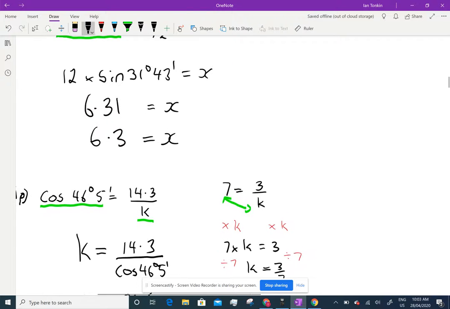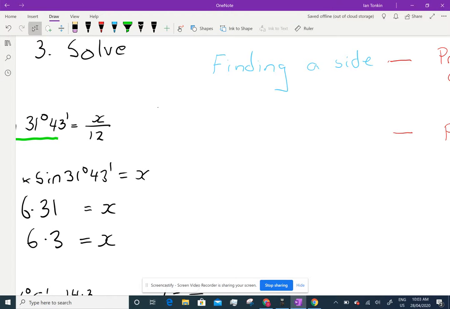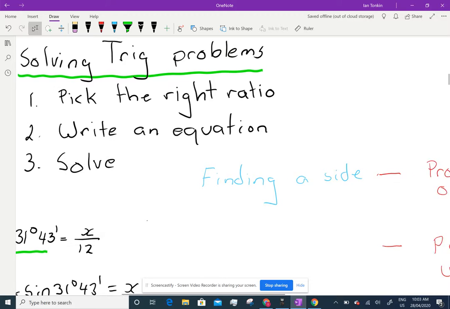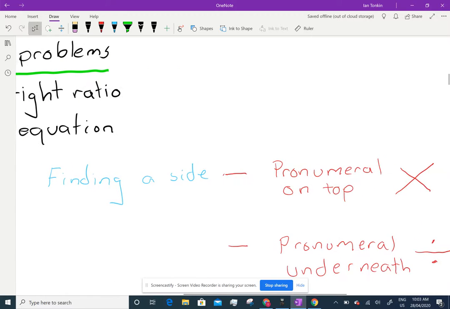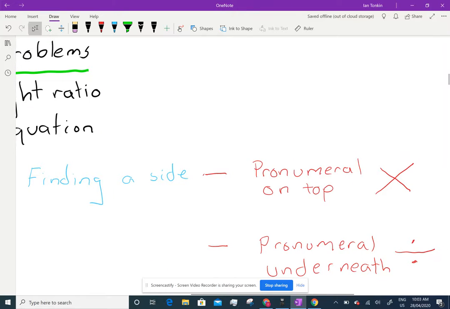So, when they ask you a question, any trig, right angle trig, pick the right ratio, write an equation, and then solve it. If they ask you to find a side and the pronumeral's on top, you're going to multiply. And if the pronumeral is underneath, you're going to divide.